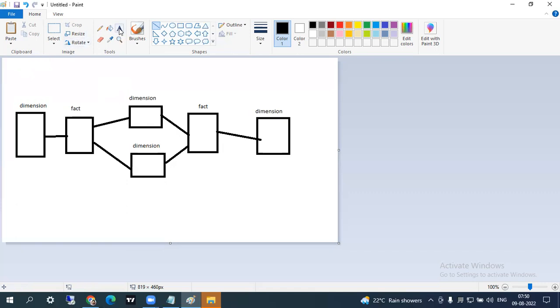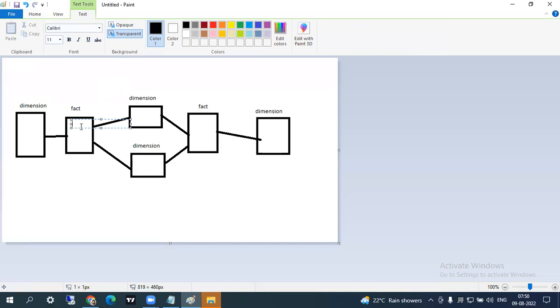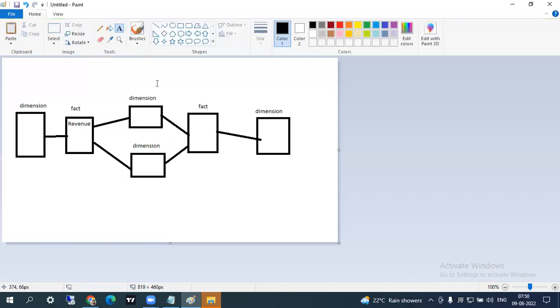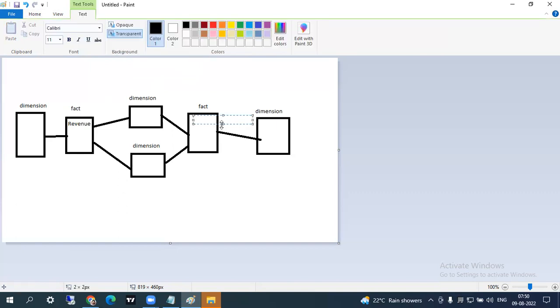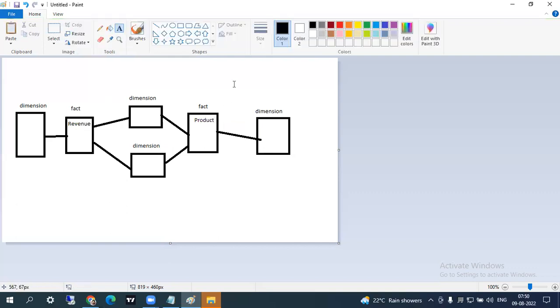Suppose two facts I wanted to capture. I'll explain with an example so we'll understand in a better way. Revenue fact I wanted to capture, so this would be one table. Then the other fact is product that I wanted to capture. So I want to split the facts into two different things.